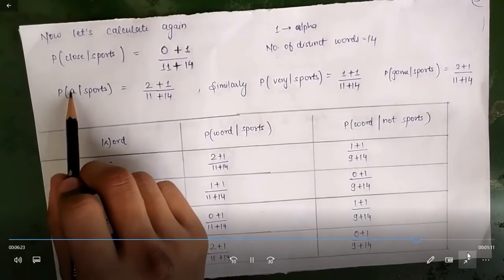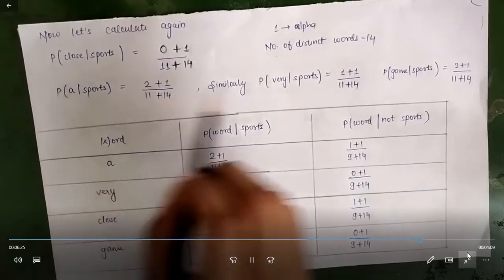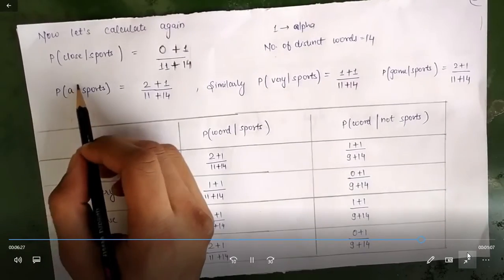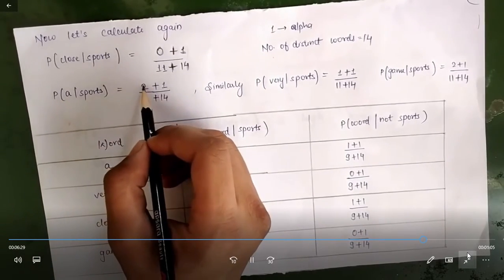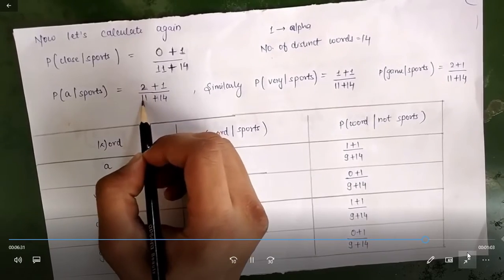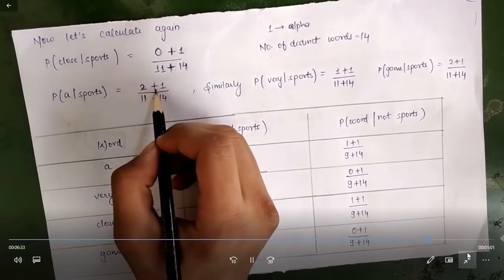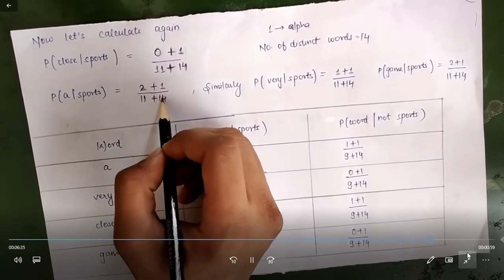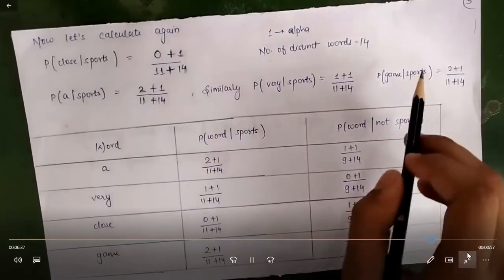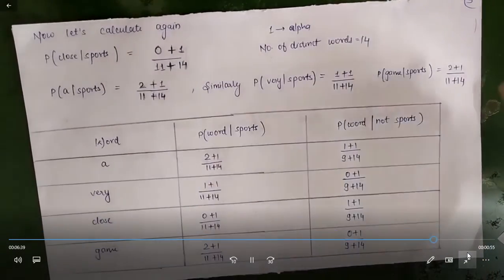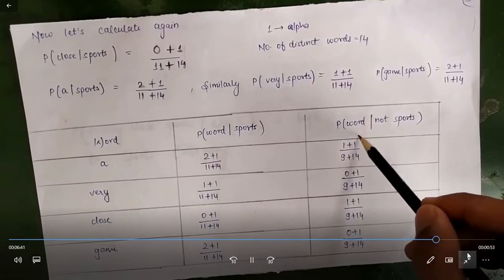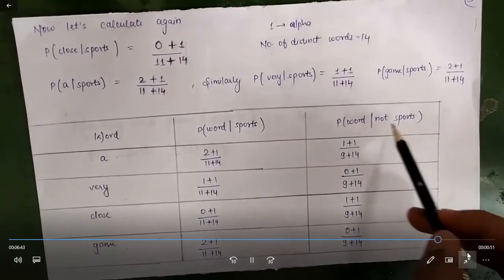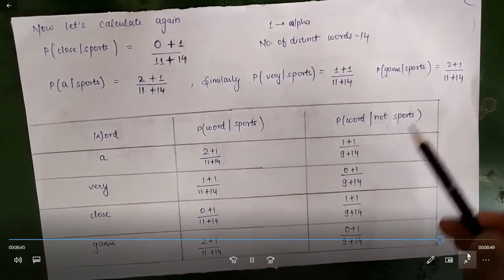Similarly, we have to calculate for all other words like very and game. The probability of A with respect to sports will be here. How many times was A coming? 2, and how many total words were there? 11. Then we add 1 in the numerator and also the total number of distinct words in the denominator. Similarly for very and for game. Now guys, just try on your own to find the probability of these particular words with respect to the not sports category.